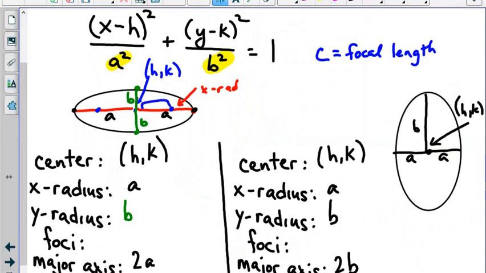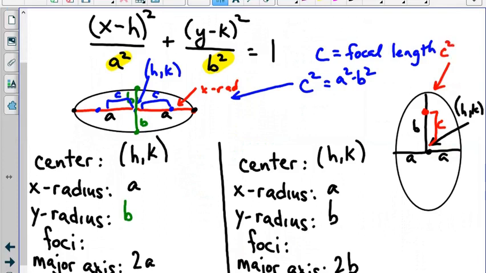And so that distance is c, and we find c from the formula c squared equals the major radius squared minus the minor radius squared, or the semi-major axis squared minus the semi-minor axis squared. So in this case, it would be a squared minus b squared. And if we're looking at this as c, we find it from c squared equals b squared minus a squared.